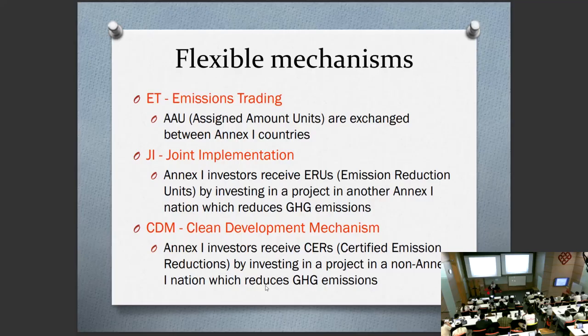Okay, so a developed country spends some money to invest in clean technology in a developing country, such that the greenhouse gas emission can be reduced. Then the developed country gets the credits. So they spend the money and then get the credit by investing in clean technology.